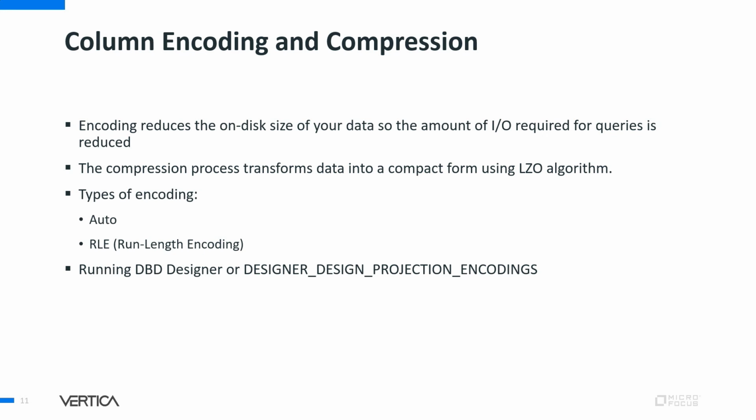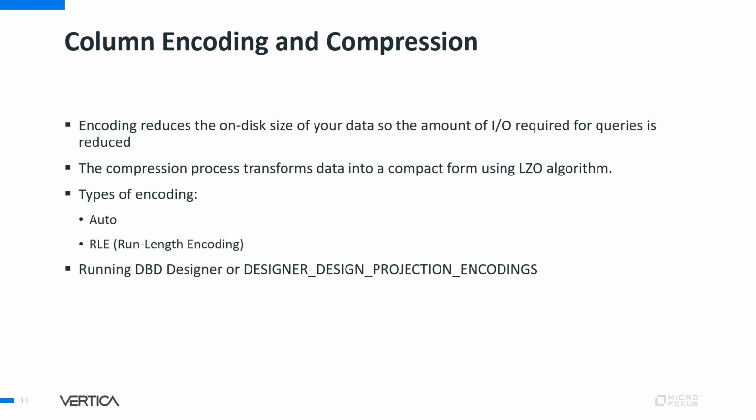Encoding reduces the on-disk size of your data, so the amount of I/O required for a query is reduced, resulting in fast execution time. Make sure all columns and projections included in the query use the correct data encoding. As a columnar database, Vertica takes advantage of the data patterns by applying encoding. The goal of data encoding is to reduce storage and therefore reduce the I/O needed to load and read the data.